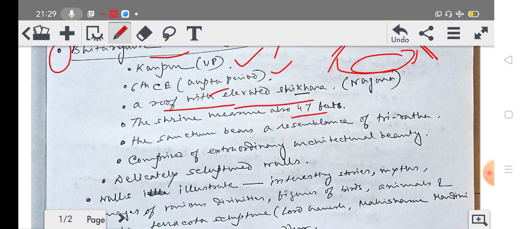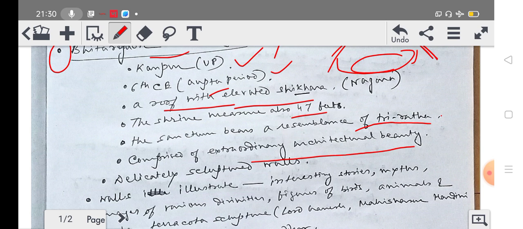Okay. The sanctum, the holiest place, bears a resemblance of three ratha. It is also important. This type of question is many times found in the examination. Which temple resembles a three ratha appearance? And the answer will be Bhitargaon brick temple. And it comprised of extraordinary architectural beauty, conspicuous architectural beauty. Very profound, very delicate architectural embellishments have been found in Bhitargaon brick temple.